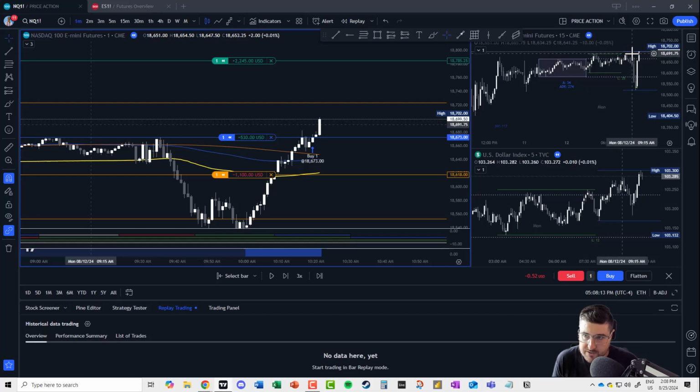So now we're looking over here. 15-minute broke this high. Dollar's pulling back into the zone, so we need to watch what happens. Is it going to continue up, or are we just going to start falling off, right?